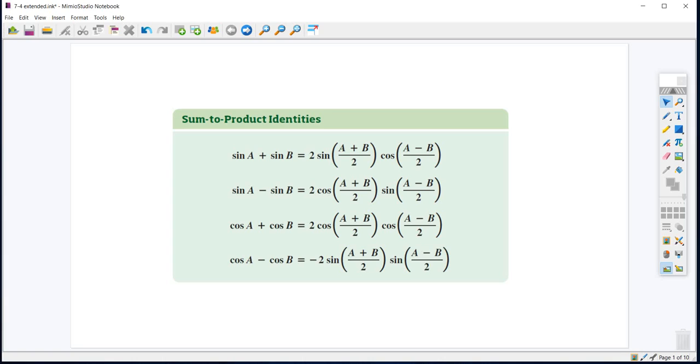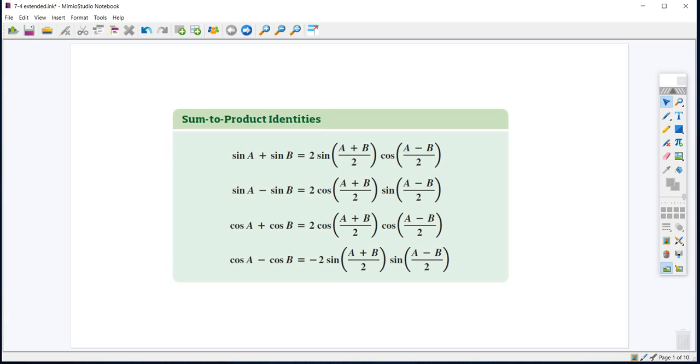In the second one we have a minus, but minus can be considered as plus, because in math we really have two operations: multiplication and addition. Subtraction is under addition and division is under multiplication. So we can consider this a sum or difference that is equal to a product of two trigonometric terms. That's why we call them sum to product formulas.